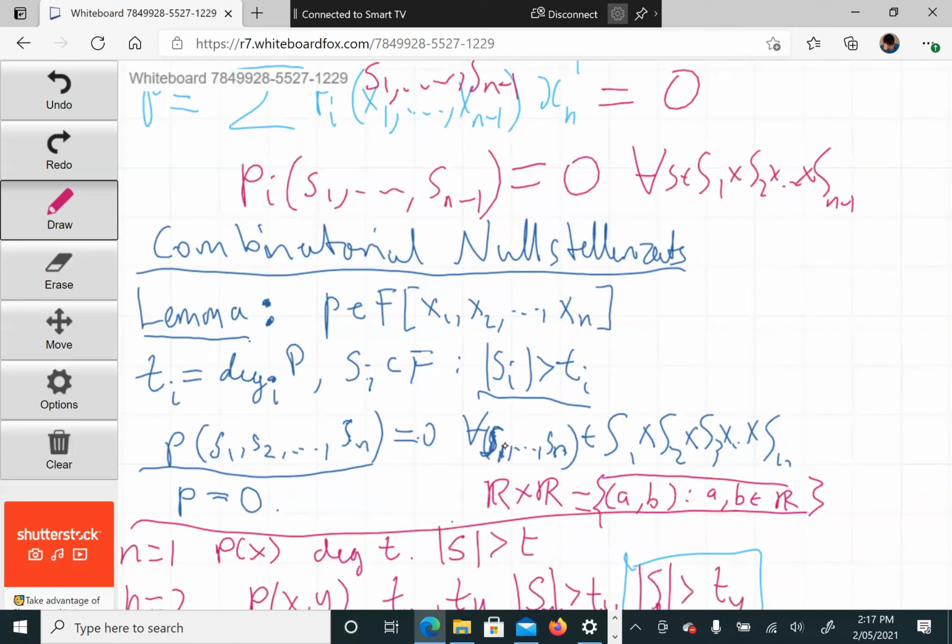And for the induction hypothesis, I guess you just have to check that the degree of pi in each of the variables is less than or equal to ti, not tx. I guess that's just assumed. It can be tricky because it's not equal, it's always less, but you just need it to be less. When you sub in s1 to sn minus 1, it means anything in those sets, and then that coefficient comes out 0.